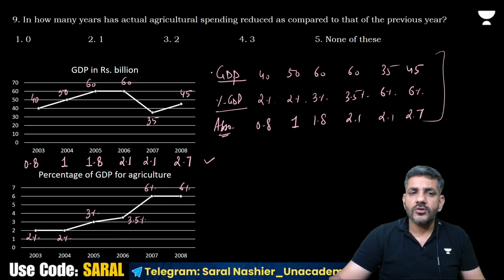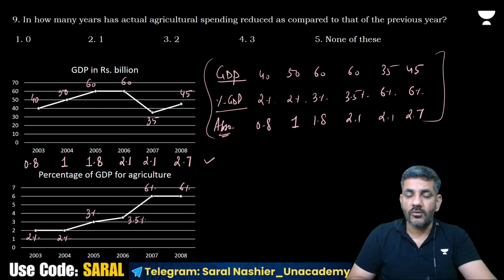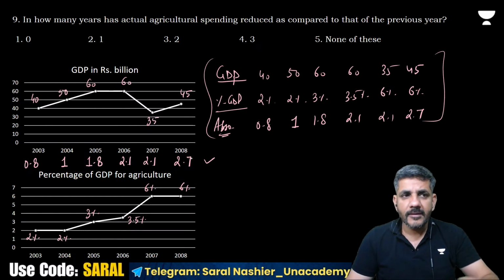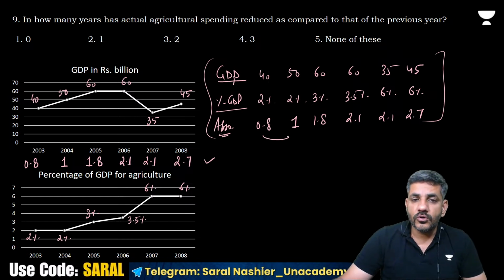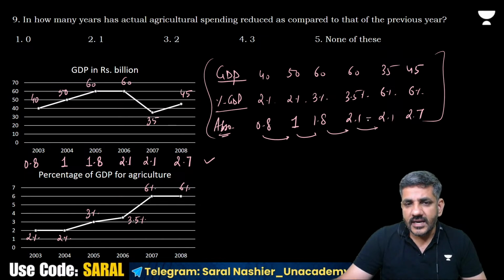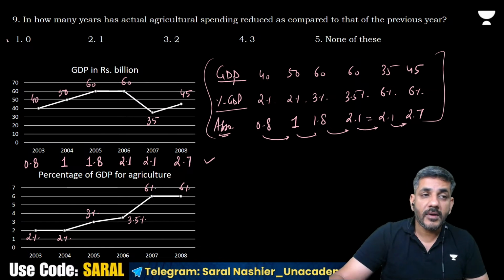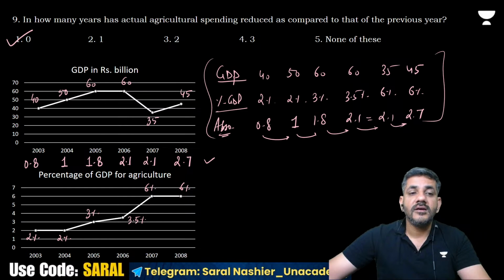So once these are all calculated, I do not need either of the two graphs now. I can answer the question just by looking at these values, right? In how many years has the agriculture spending reduced? I don't see it being reduced anywhere. One year it has remained the same, otherwise it has always increased. So my answer would be option 1, that is 0, that it has never reduced ever.